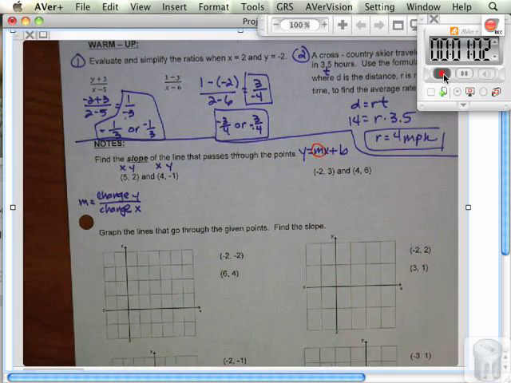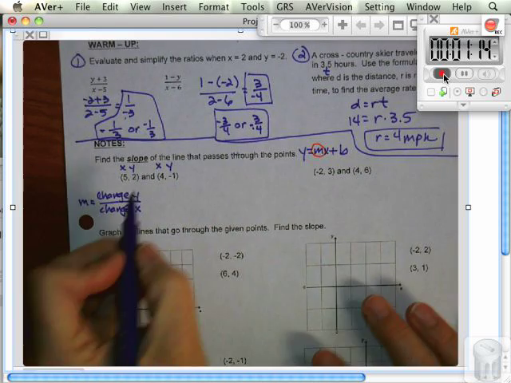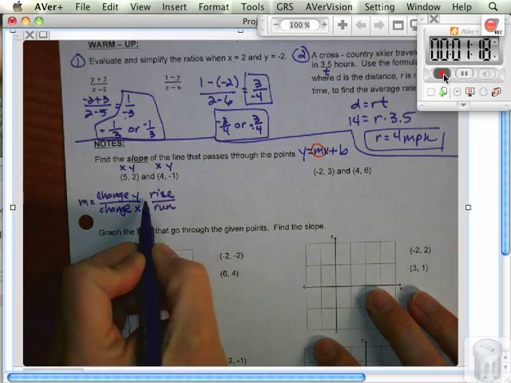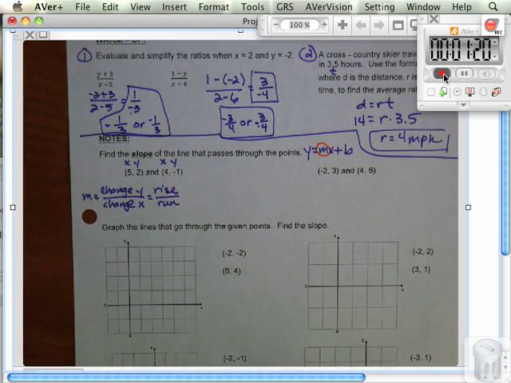Tell me, change in y, is that a vertical change or a horizontal change? Yeah, that's the rise, correct? Change in y is the rise. That's why we call it rise over run. Change in y is the rise, change in x is the run.